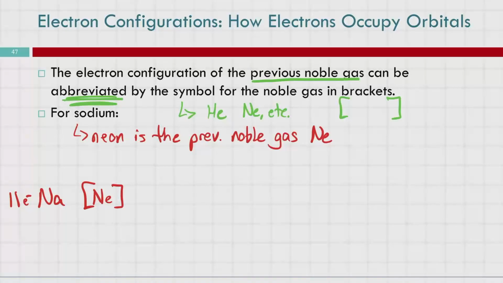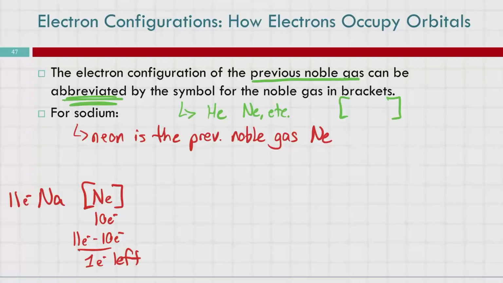That takes care of everything up until the row that we're in. How many electrons does neon have? It's got 10. Neon has 10 electrons. We had 11 to start. We used up 10 with our shortcut. We've got 1 electron left to place. What row is sodium in?